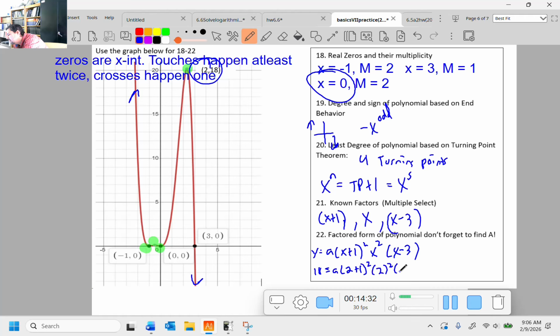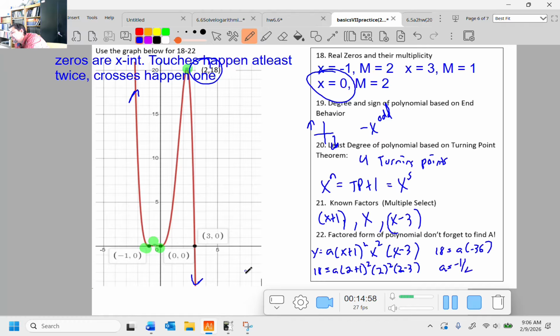And I've noticed that this is one of those things that just really messes with kids. I don't know why, but it does. 2 plus 1 is 3. 3 squared is 9. 2 squared is 4. 9 times 4 is 36. 2 minus 3 is -1. -1 times 36 is -36. So 18 is equal to a times -36. Then you do division, right? So a is -1/2.